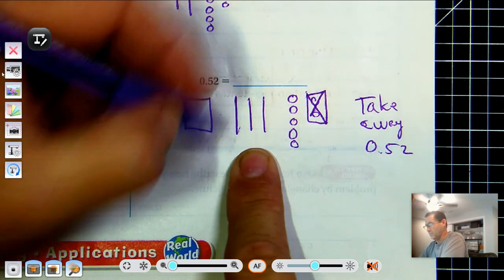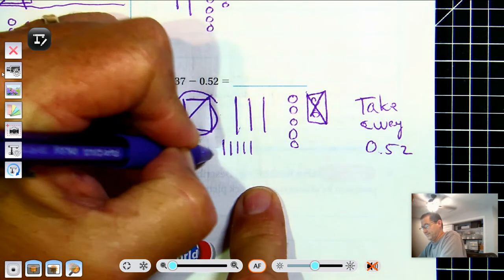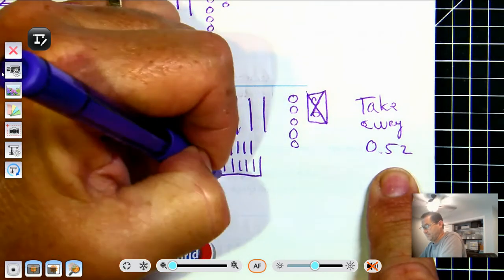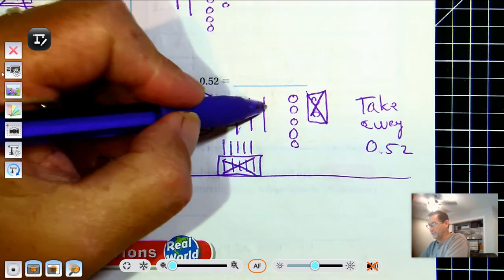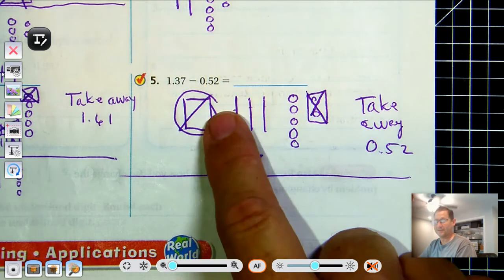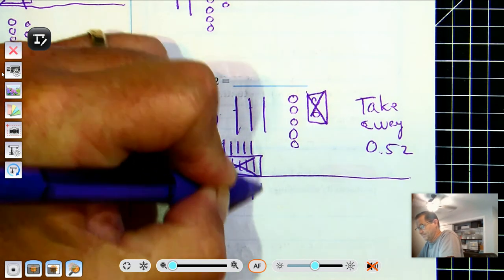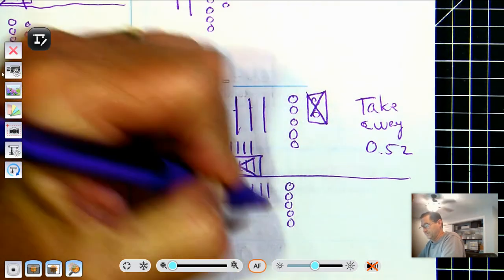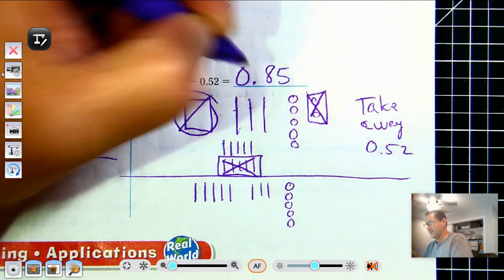No, there's only 3. So we're going to trade one of the ones for 10/10. Okay, now can we take away 5/10? Sure. All right, so what are we left with? We're left with 5, 6, 7, 8. So 8/10 and 5/100. So our answer is 85/100.